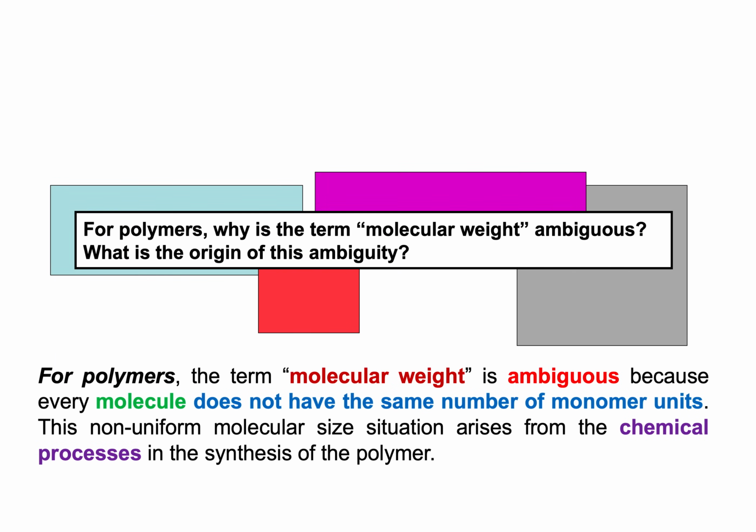We would like to talk about an important concept in polymers, which is molecular weight. If we say that a material has a particular molecular weight, it means that all molecules in that material have the same molecular weight. However, in polymers, it's a different story. In polymers, the molecular weight is ambiguous because every molecule does not have the same number of monomer units, and it depends on the polymerization reaction.